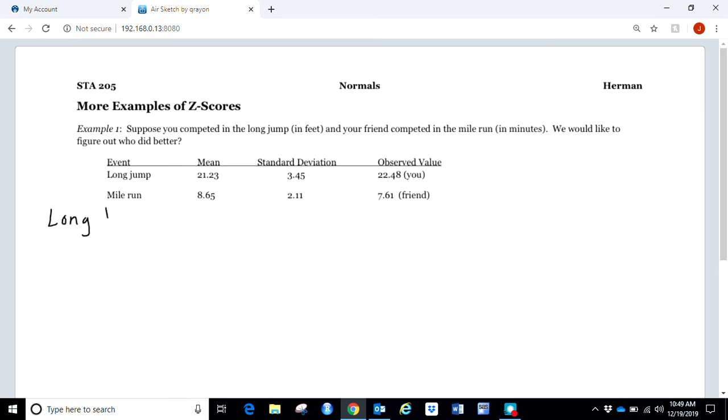So let's actually just talk about these two events first. Let's first talk about the long jump. How do you win the long jump? The further you jump, the better, right? So for the long jump, higher is better, because that is how we would win, is to jump the furthest. Now instead, for your friend, how would they win the mile run? Well, for that, actually, the shorter time or the less time you have, the better. So here, smaller is better.